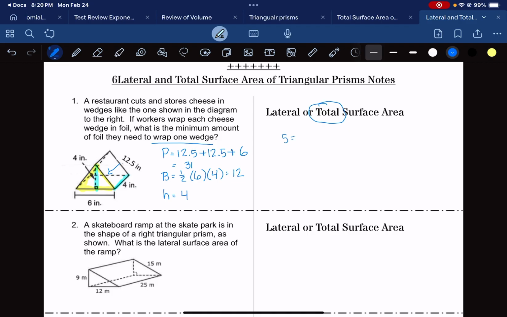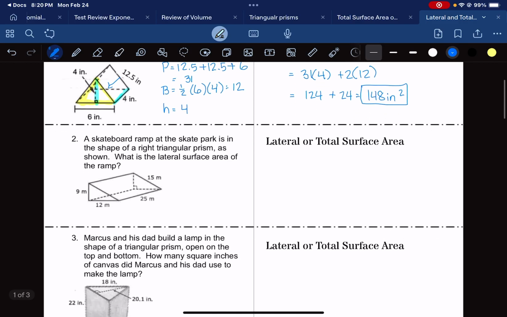So S equals pH plus 2B. Fill your formula. So that's going to be 31 times my height, which is 4, plus 2, and then the area is 12. If you put that in your calculator, you would get 124 plus 24. Or you can do it all at one time, and you'd still get the same answer, which is 148 inches squared. So this is our answer.